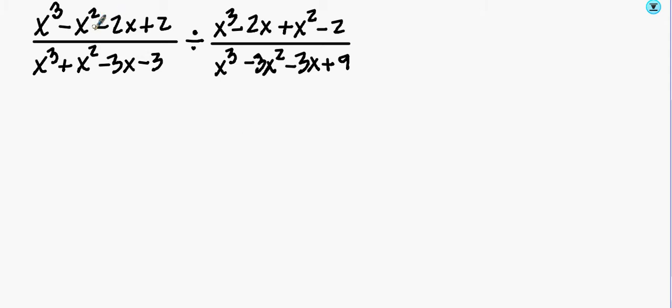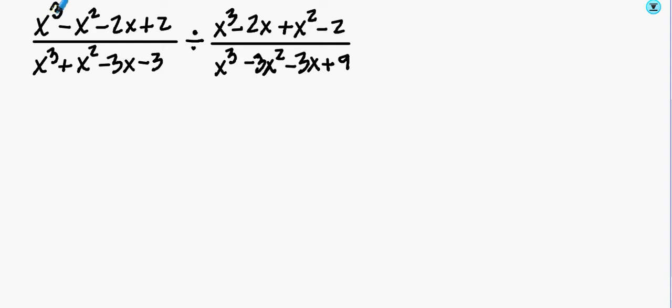Good evening. This is problem number 6 that we did in class today. So please pay attention and try to practice this problem until you can do it on your own. So we have two fractions here. And before doing anything, I will just observe if I can factor anything.